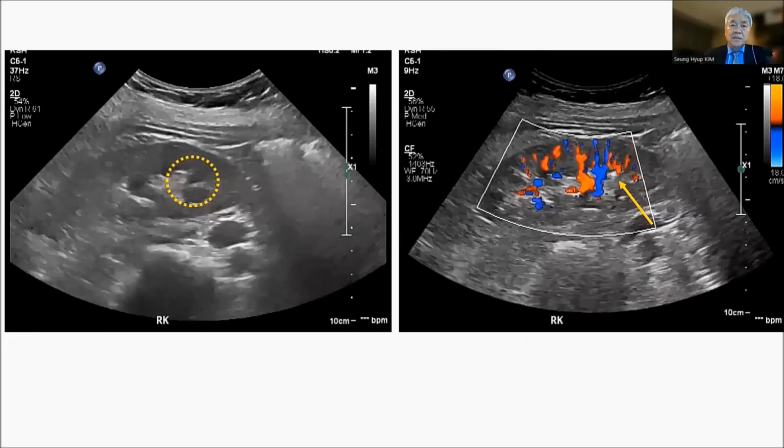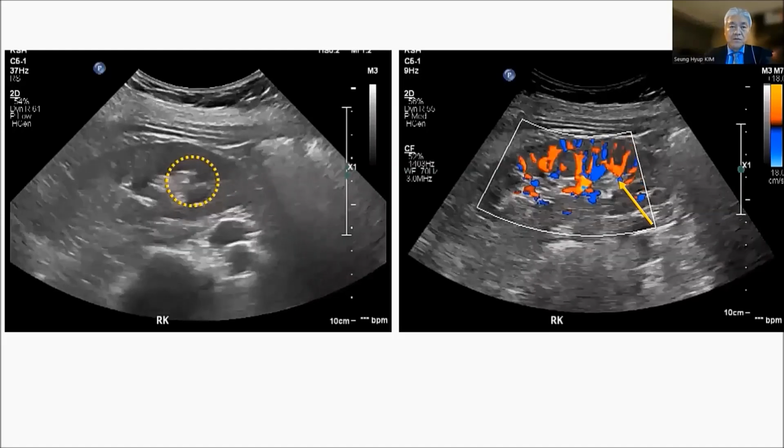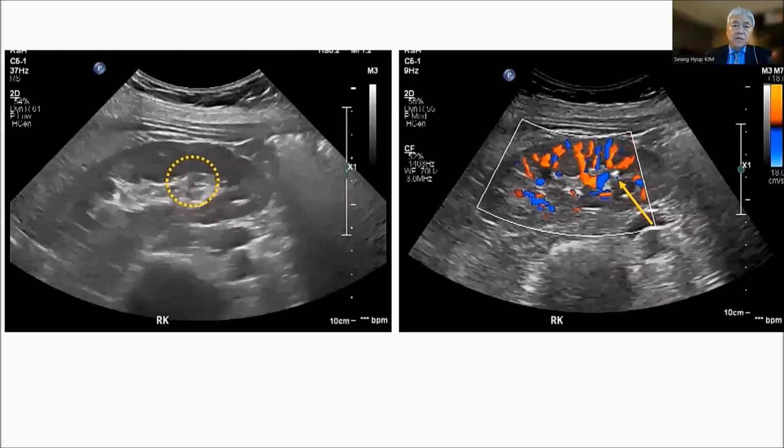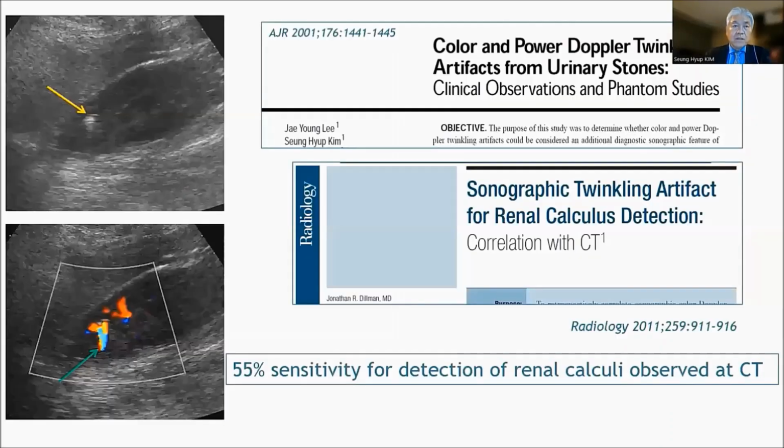As you see in this case, twinkling artifacts are useful in detecting stones or calcifications, even if twinkling artifacts are weak. I was interested in twinkling artifacts a long time ago and wrote an article in AJR. And this article in Radiology by Dillman reported that twinkling artifacts has 55% sensitivity for detection of renal calculi observed at CT.